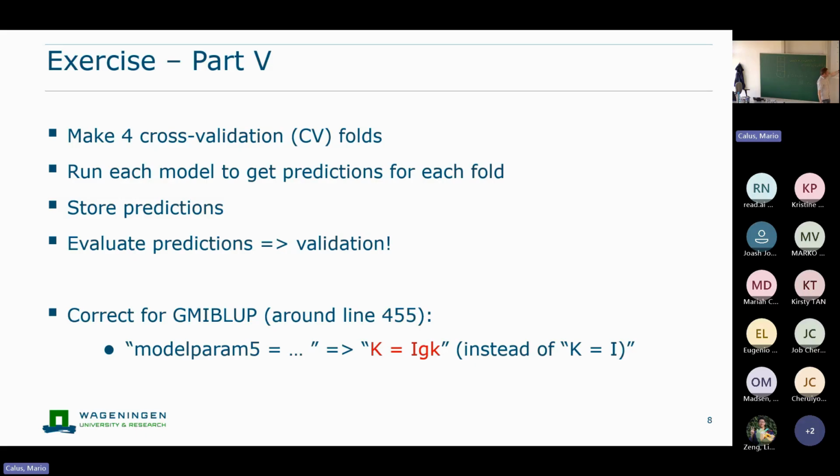Then if you're running this, you may want to fix this first. Around line 455, for the G by M block, the interaction, in the line that states model parameter 5, at the very end it says K is equal to I, but it should be K is equal to IJK, just to make sure it's using the correct matrix.